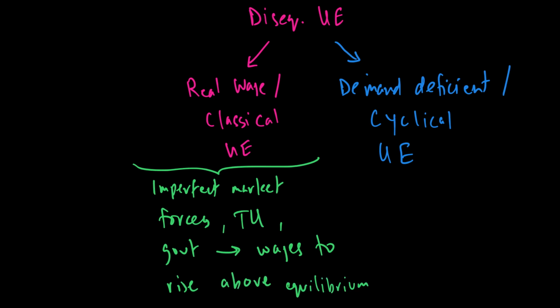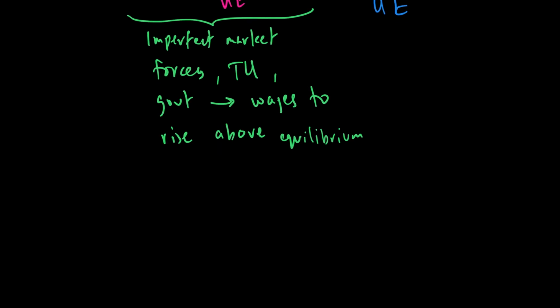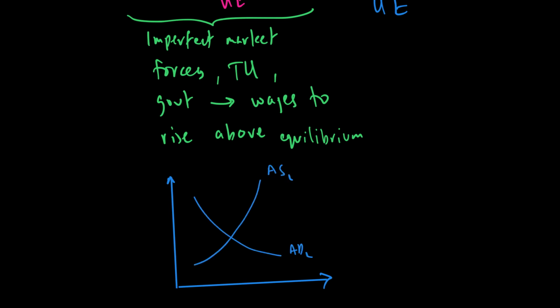For example, if the government decides to increase wages above equilibrium through minimum wages, or trade unions demand higher than equilibrium wages, then something like this will happen. If this is my aggregate demand and aggregate supply of labor, so let's say this is AD of labor and this is AS of labor, and let's say equilibrium right now happens at WE. There is no unemployment whatsoever as the equilibrium wage is being met.